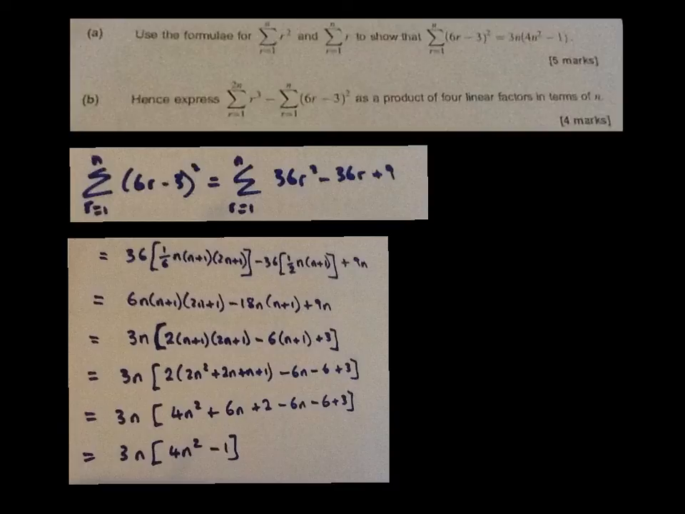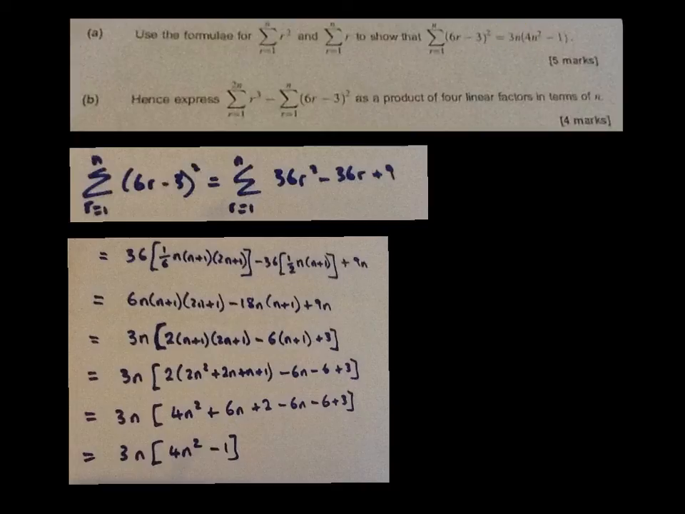Okay, so I've subbed my values in and you can see my worked solution, so we'll just go through it. So I've subbed in here the formula for r squared. To help me differentiate between these brackets and the fact that I've got 36 of the whole of this, I've used square brackets. So it's 36 lots of the formula for r squared minus 36 lots of the formula for r plus 9n.